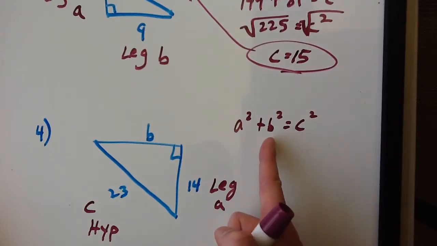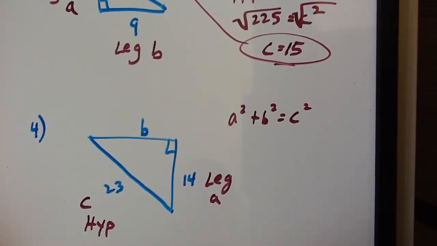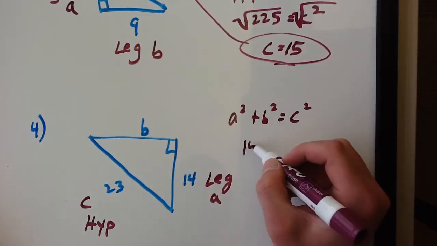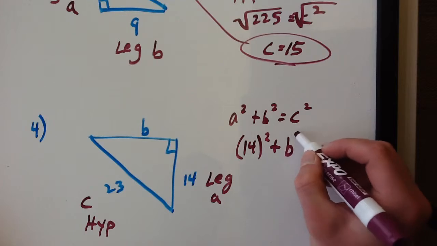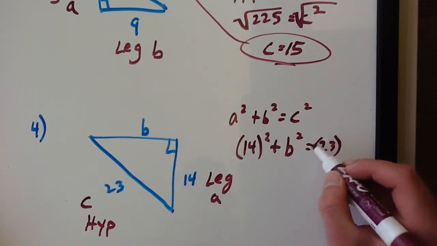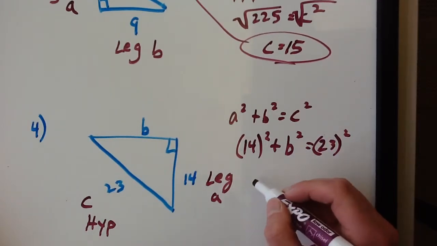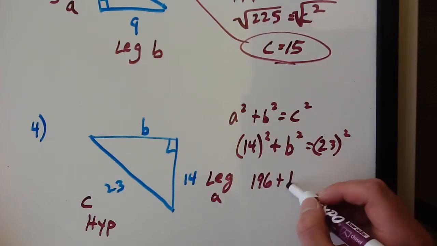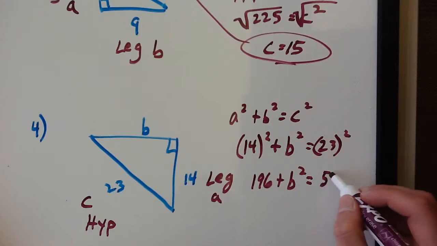So I set up my equation, a squared plus b squared equals c squared. Let's plug in what I know. A is 14, so I have 14 squared plus, I don't know b, so I'm going to leave it as is, b squared equal to c squared. What's c? 23. 23 squared. Okay, 14 squared, that is 196, plus b squared equal to 23 squared is 529.